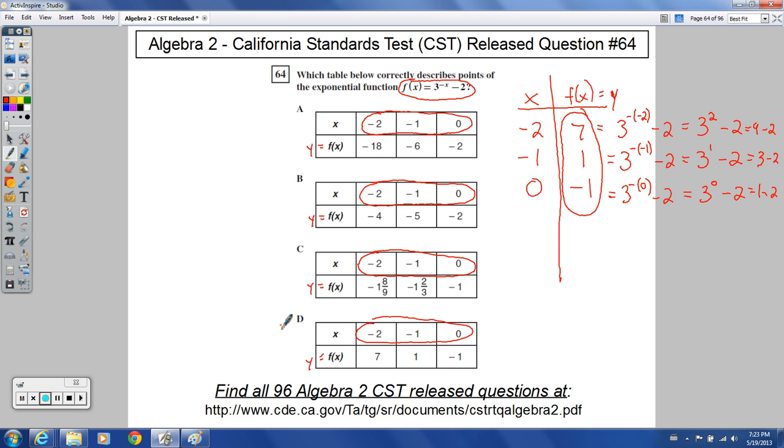That, my friends, is choice D. It's matching up with that right here in the f of x column. Choice D is the correct answer for number 64.